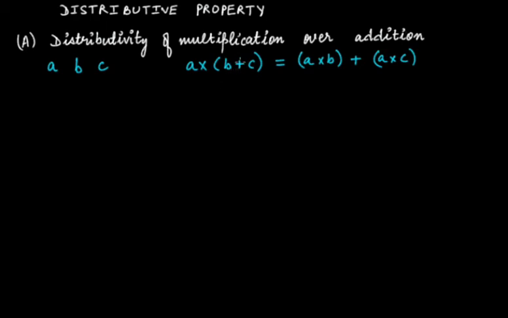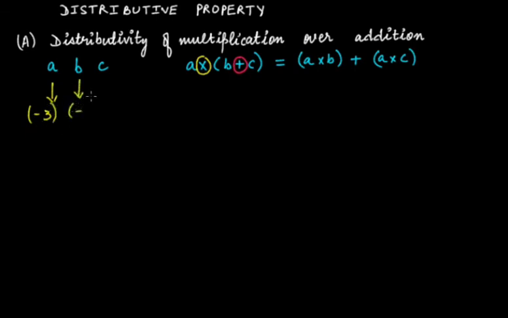Why over addition? Because you have a plus sign here, you have an addition sign here. And why distributivity of multiplication? Because you have a multiplication sign here. So distributivity of multiplication over addition is due to this reason, that you have a multiplication sign and then this plus sign, and a, b and c are integers. If this condition gets satisfied, we have to check it, then we can say that integers follow distributivity of multiplication over addition.